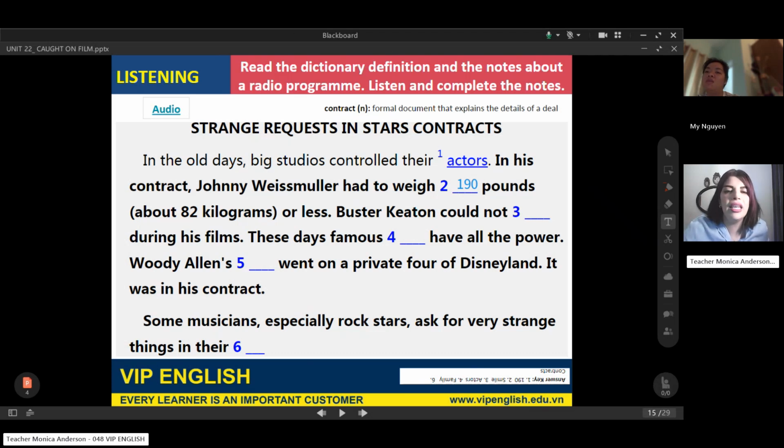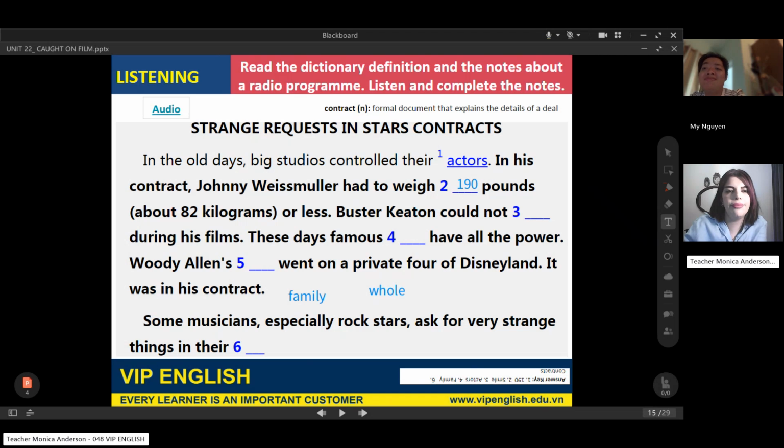Whole family. Does this mean number 5, whole family? Whole family means all members went on a private tour of Disneyland.